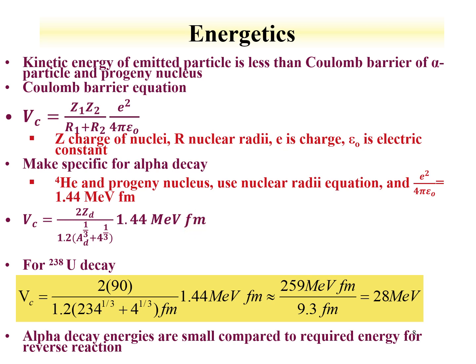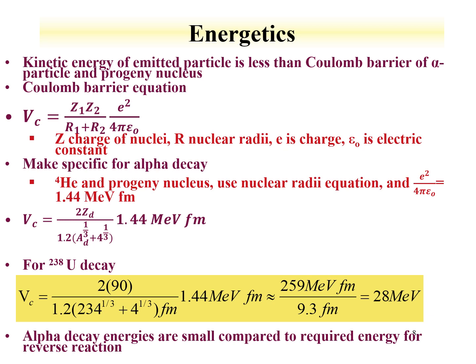So let's look at this for uranium-238. The alpha particle Z is 2. The progeny would be thorium, so we use a Z of 90. We put in the values: 1.2 times A of the progeny to the 1/3 plus the helium nucleus to the 1/3, times 1.44 MeV Fermi. And what we get is a Coulomb barrier of 28 MeV. So this says the alpha decay energy, while it emits with on the order of 4 MeV, to reverse the reaction would take 28 MeV. So the alpha decay energies are small compared to the energy required for the reverse reaction.